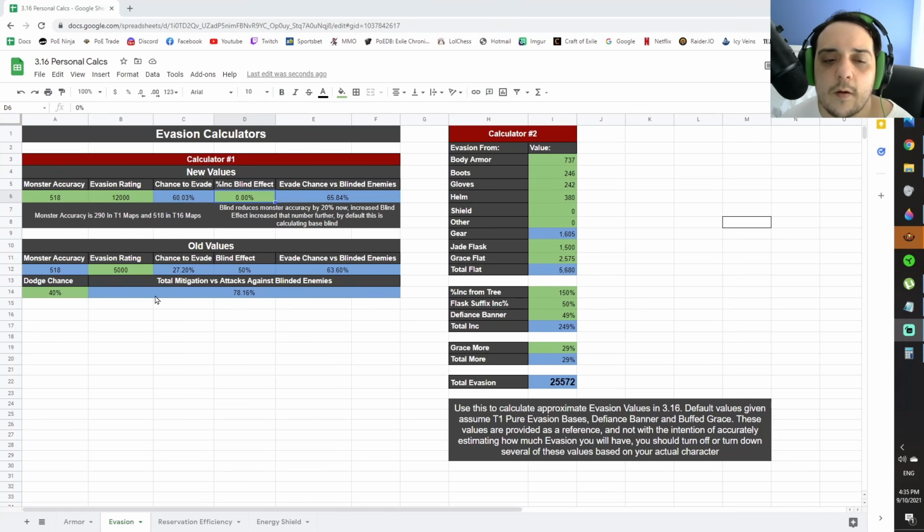Now below you can see a comparison with the old values, and the old values basically add in the old blind and also a 40% chance to dodge, although you can change that.